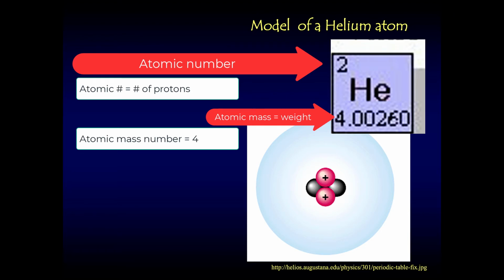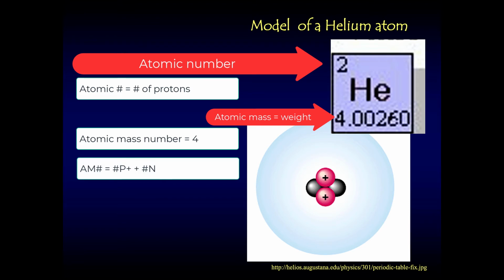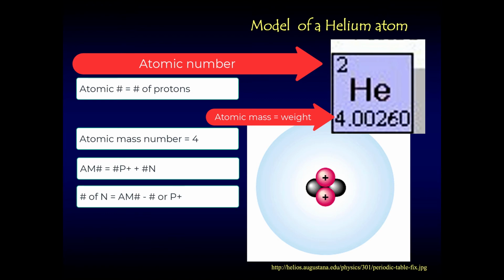The atomic mass number equals the number of protons plus the number of neutrons in almost all of the helium atoms in the universe. So in this case, if there are 2 protons and the atomic mass number is 4, there must be 2 neutrons in the nucleus.